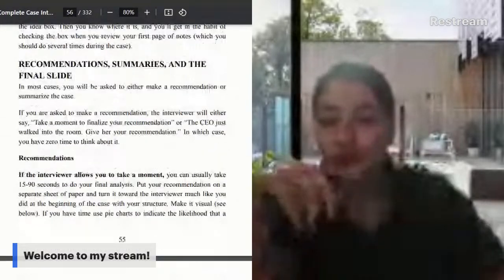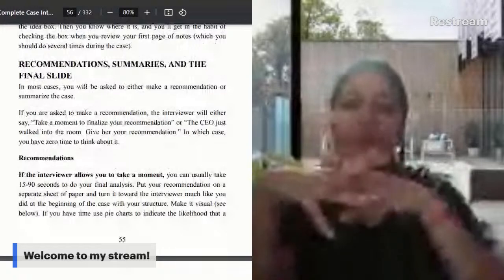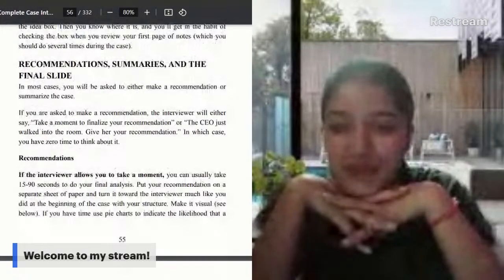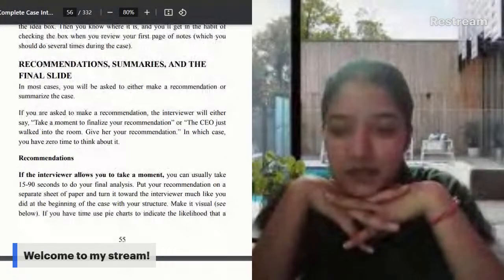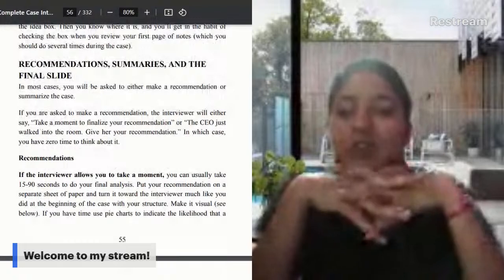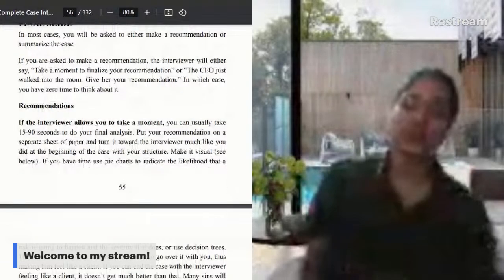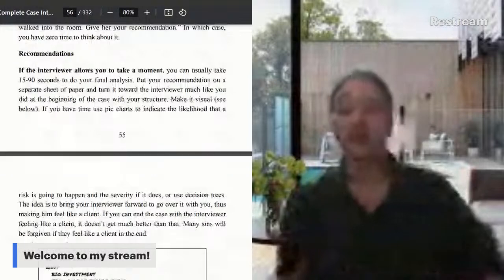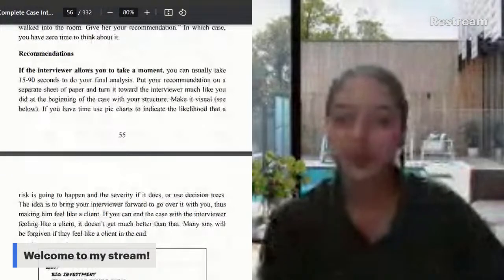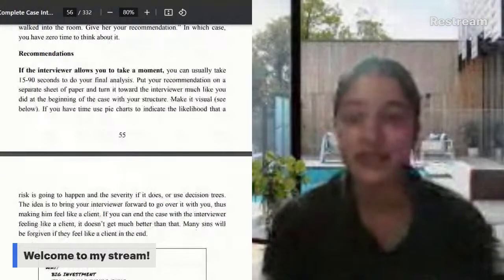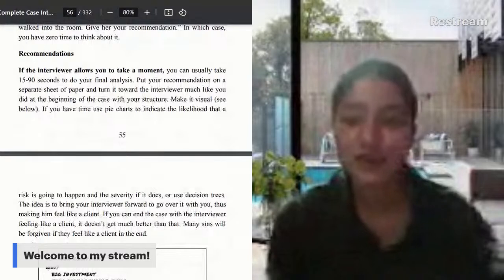Recommendations, summaries, and the final slide. In most cases, you will be asked to either make a recommendation or summarize the case. If you're asked to make a recommendation, the interviewer will either say, take a moment to finalize your recommendation, or the CEO just walked into the room, give her your recommendation, in which case you have zero time to think about it. So if the interviewer allows you to take a moment, you can usually take 15 to 90 seconds to do your final analysis, put your recommendation on a separate sheet of paper and turn it over to the interviewer, much like you did at the beginning of the case with your structure.